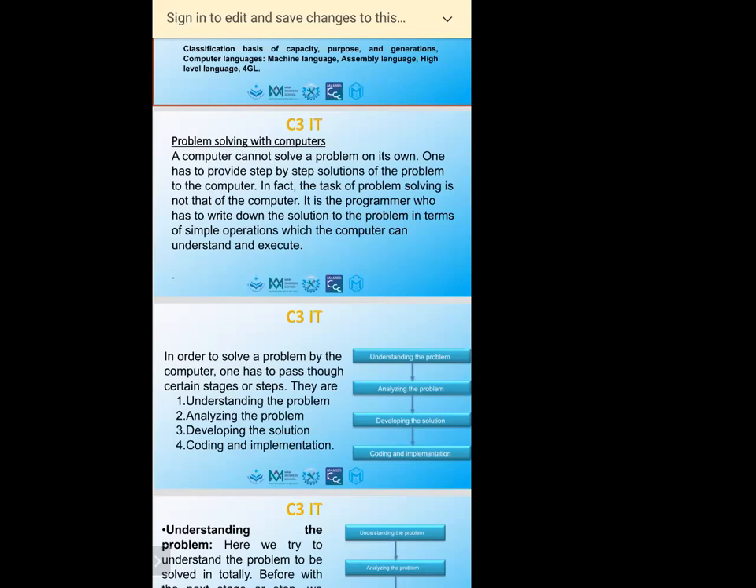What is the heading we are learning? Problem solving with the computer. For example, if I am typing some letters in Microsoft Office, that is not problem solving. If you open an Excel sheet, enter some data and take a printout, that is also not problem solving with the computer. So what does solving a problem with a computer mean?